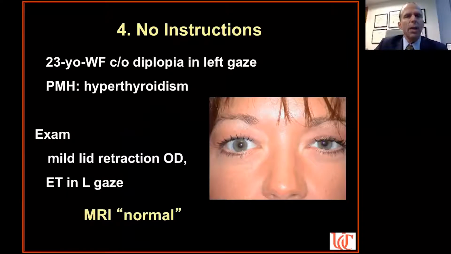Okay, here's another one with no instructions. This is a young woman with double vision and hyperthyroidism. A scan was done because she had double vision. I think before I ordered it, someone else ordered a CAT scan and an MRI, although I think I'm going to show you a CAT scan. The scan was read as normal, but she developed a little esotropia when she looked to the left.